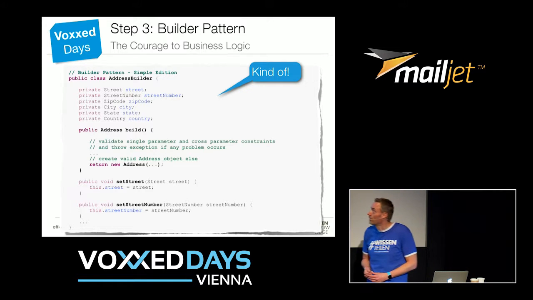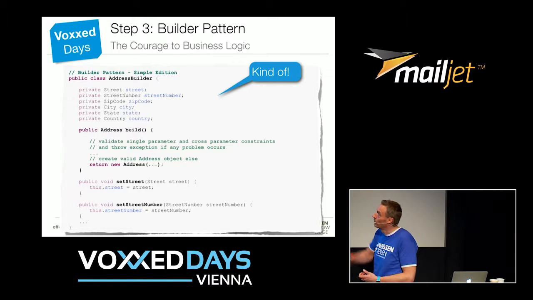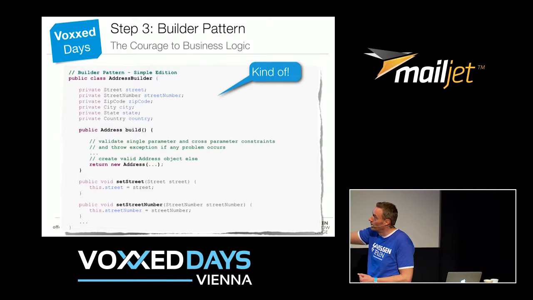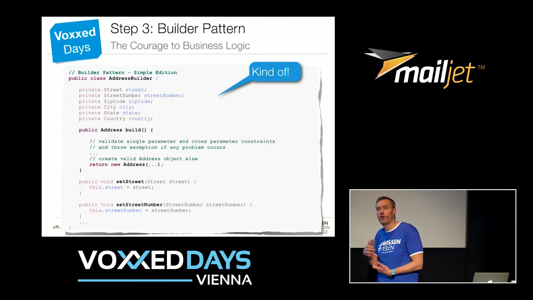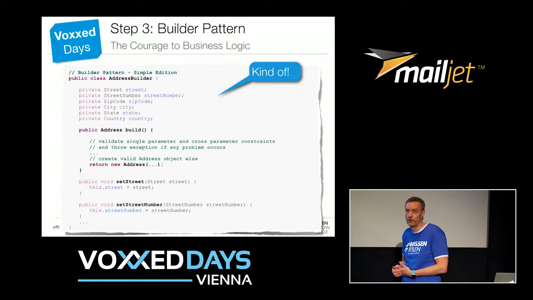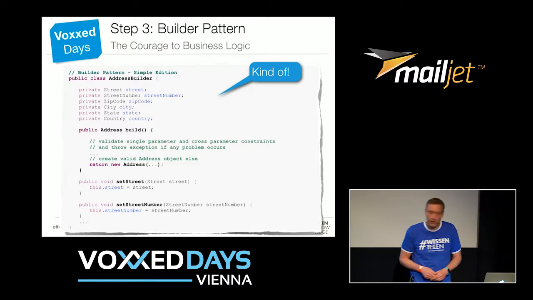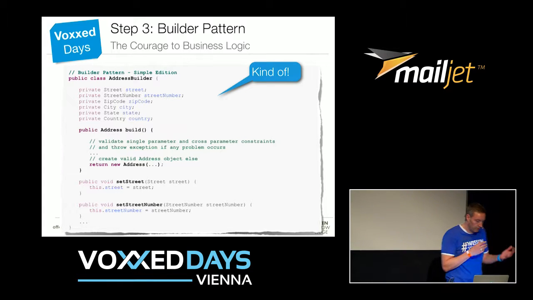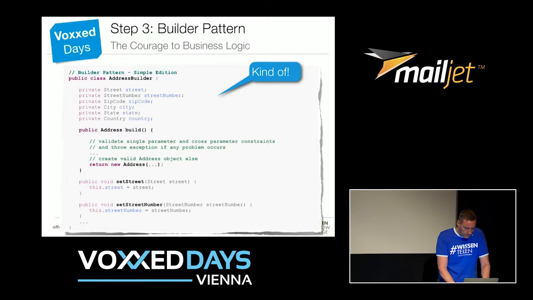The builder looks like something like AddressBuilder with all these attributes, and you can set the values. So the builder has setters, but the object itself, the address, will not have any setters to manipulate the values. We only have business logic methods inside this address, for example, moves or something like this. And of course, this is kind of nicer than the stuff we saw before.